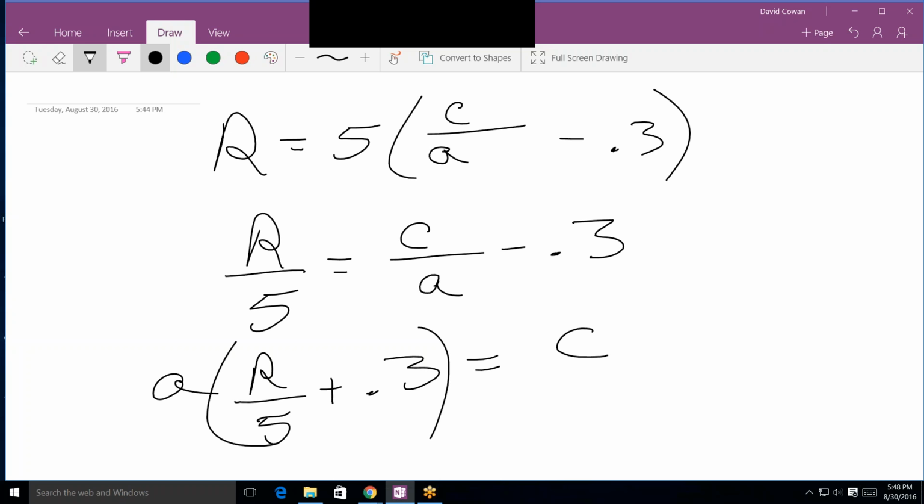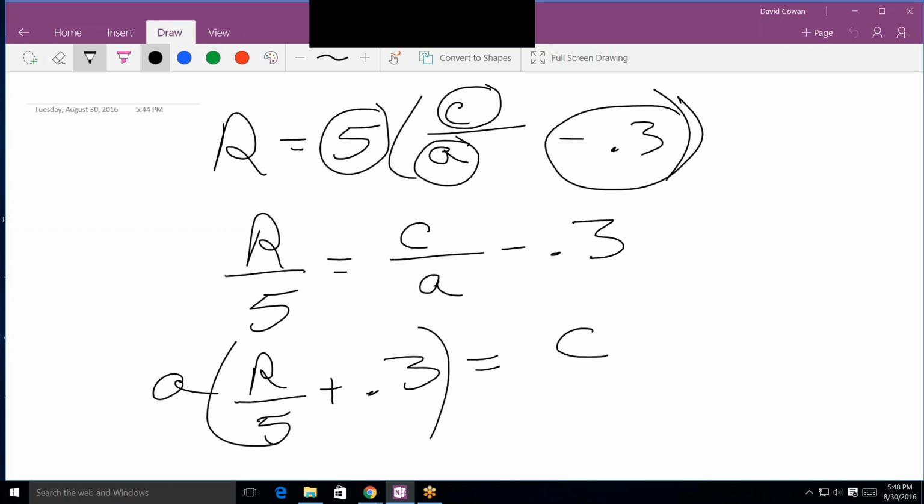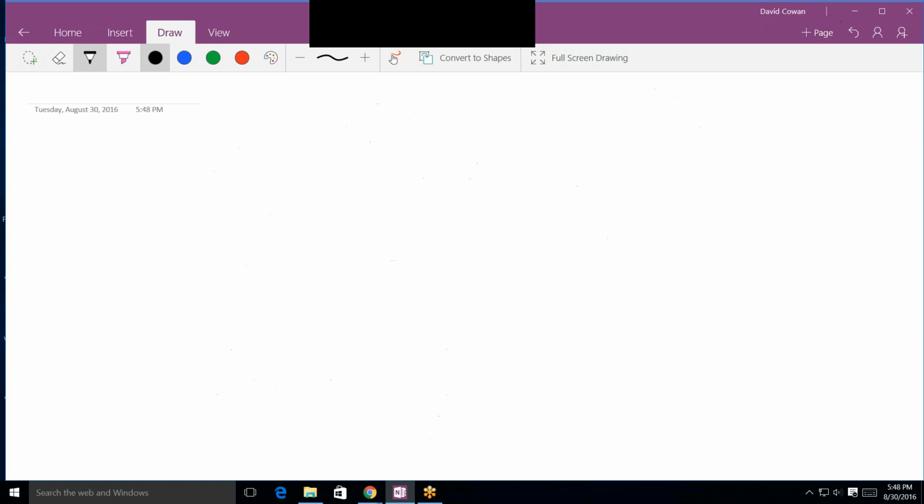So the secret with all of these equations is figuring out the order that you're going to use to get rid of everything. If I'm trying to solve for c, I got to get rid of the 5, I got to get rid of the a, and I got to get rid of that. So the question is, what order can I do it? Well, I can't move the 0.3 over yet because it's being multiplied by the 5. But I can move the 5 over immediately. Then I can get rid of the 0.3, then I can get rid of the a. So the order that you do these is very important.